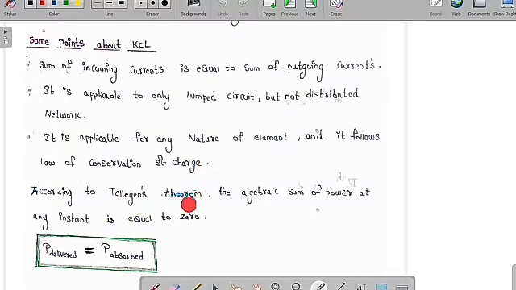According to Tellegen's theorem, the algebraic sum of power at any instant is equal to 0, or simply, at any instant the power delivered is equal to the power absorbed. If you take any circuit, the power should always be balanced, meaning some elements deliver power and the remaining elements absorb power. In mathematical notation, the algebraic sum of power at any instant in the given circuit is always equal to 0.